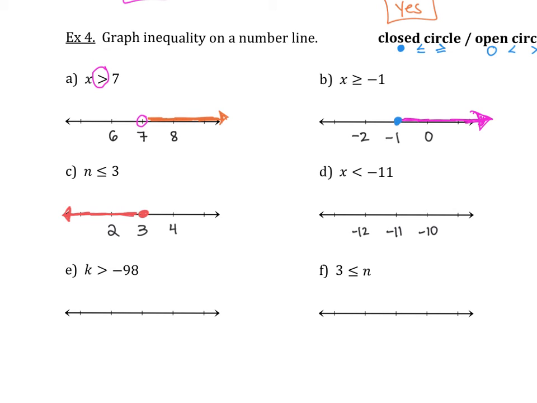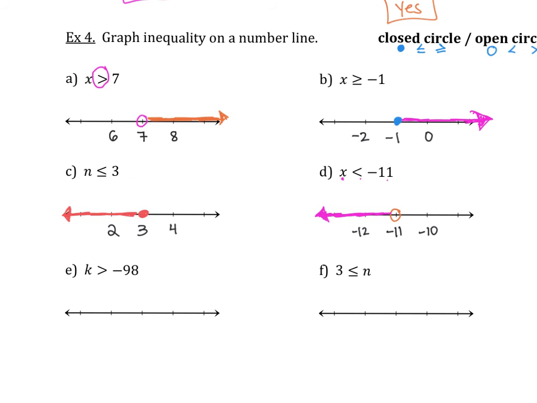Okay, let me think about if this is open or closed. Okay, this symbol is strictly less than, which tells me it's open. So at -11, I'm going to make an open circle. Okay, what does it say? Shade the values that are less than -11. So lower than -11. I'm going to go this way.